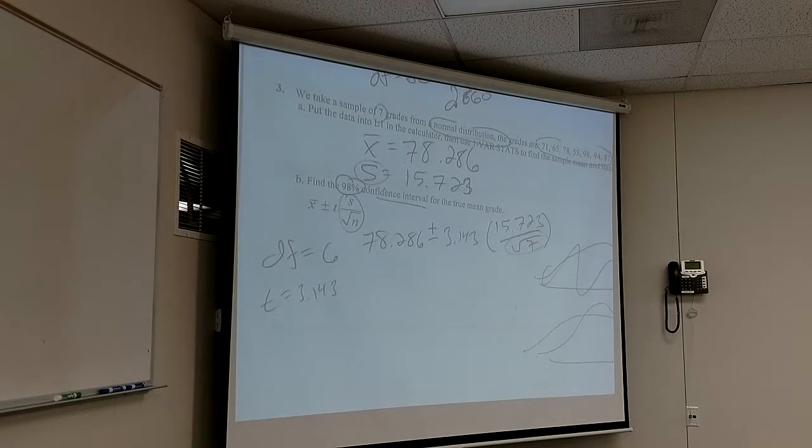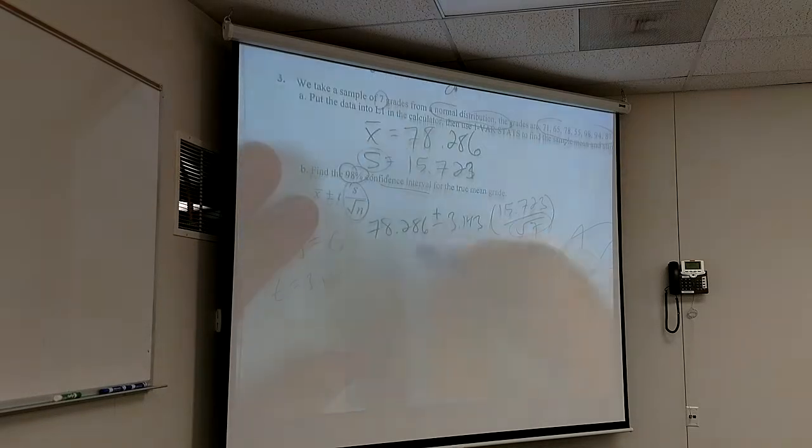I do every now and again get somebody that divides by the square root of n and then puts it in the formula and then divides by the square root of n again. And you get these nice little tiny confidence intervals. Don't do that. So let's see. What do you get for the error?